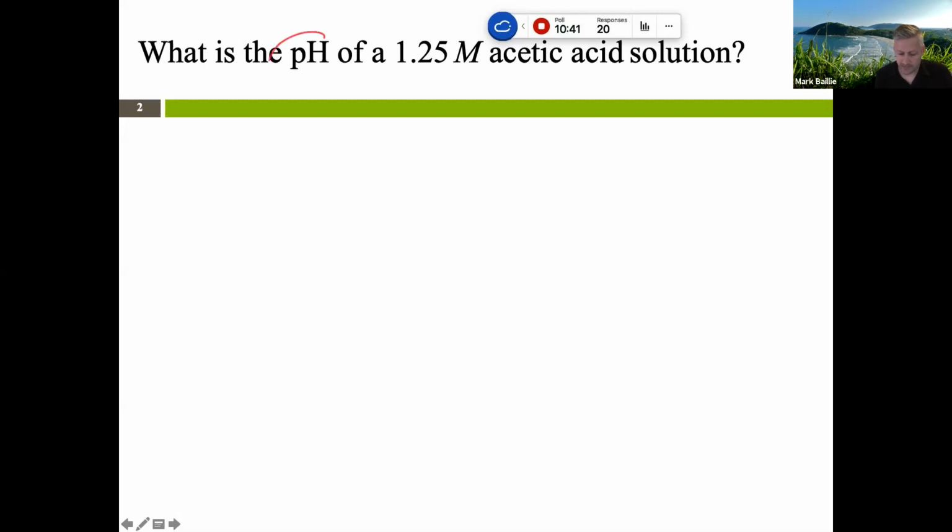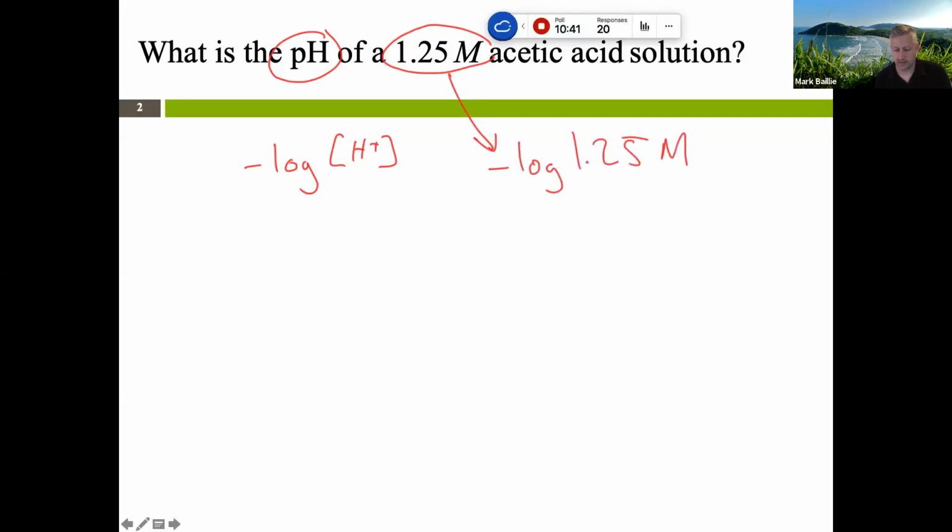If we're asked to find the pH, in the end, we're going to want to find the negative log of the concentration of H+ ions at equilibrium. And the most common mistake that students will make is they'll say, oh, this is an acid, so we'll just do negative log of 1.25 molar. But that assumes that all of the acetic acid reacts and becomes the product that we're going to be talking about today, which is acids.